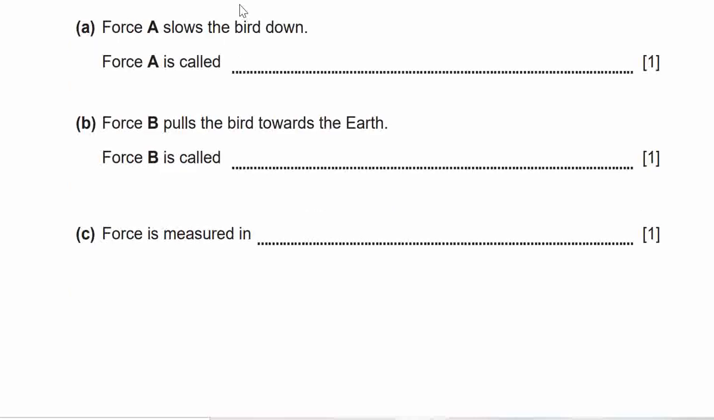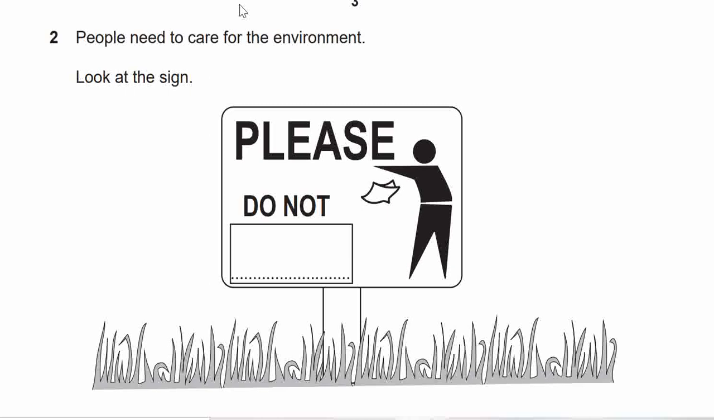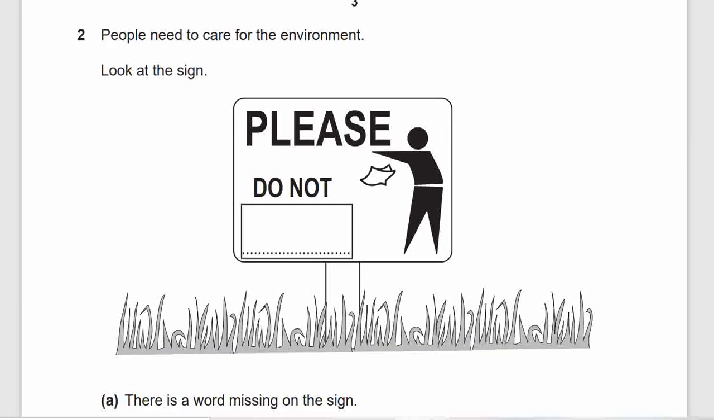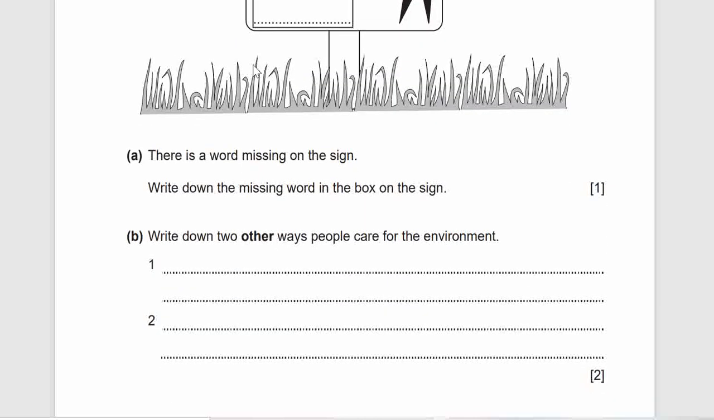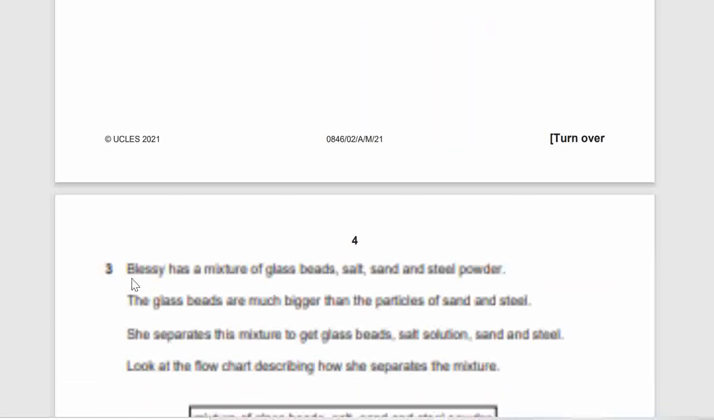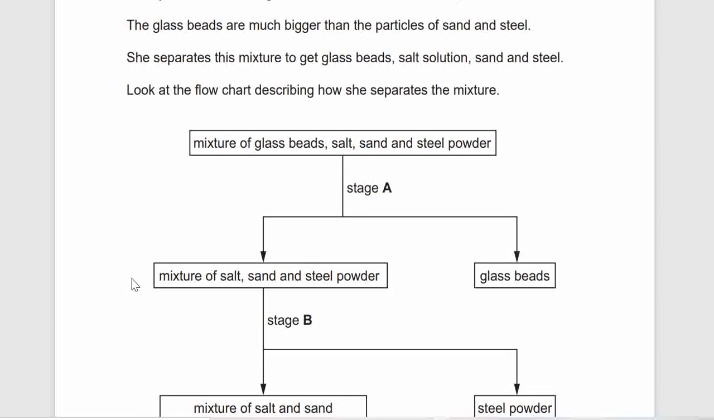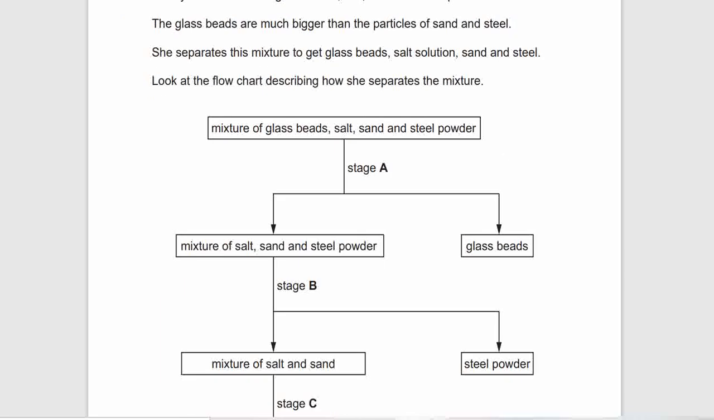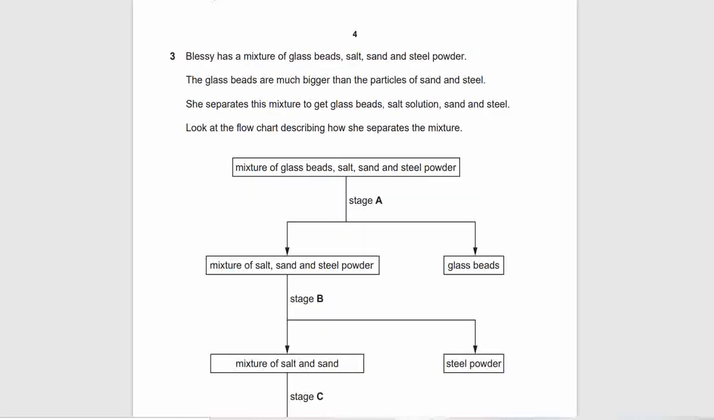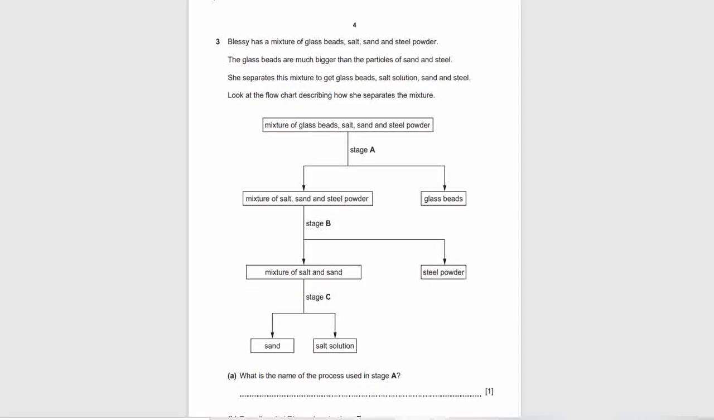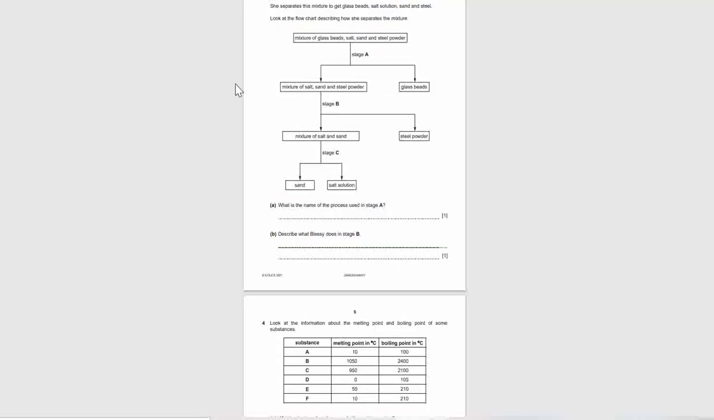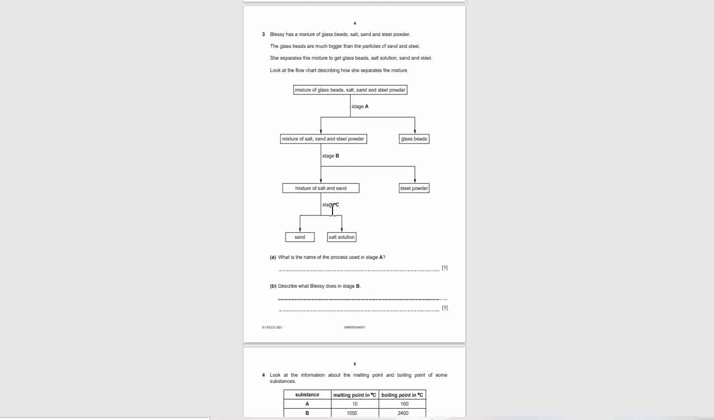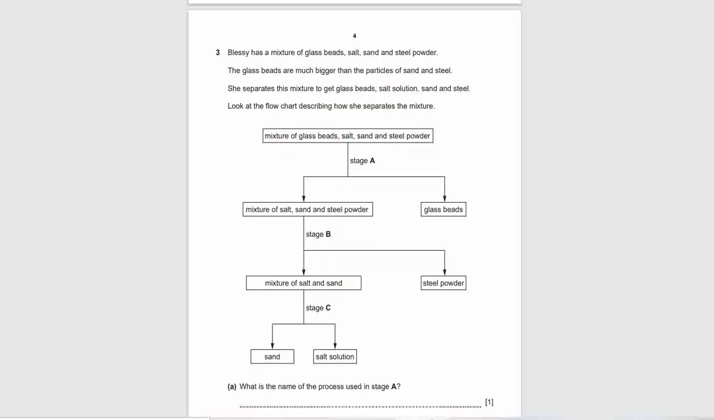Now let's move on to number 2. This is question 2A. Now let's move on to 2B. So this is 2A and B. Next is question number 3, the whole page, 3A, and there is 3B. So have you taken the screenshot? This is the whole page of number 3.